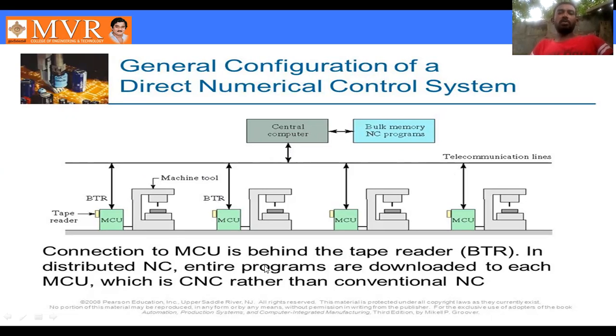The connection to the MCU is behind the tape reader, BTR. In distributed NC, the entire program is downloaded to each MCU, so at each MCU the program is downloaded. This is CNC rather than conventional NC machines, and it is called the general configuration of a direct numerical control system.